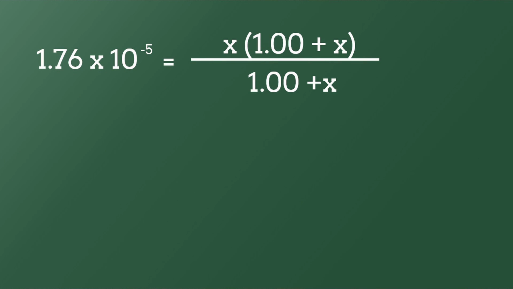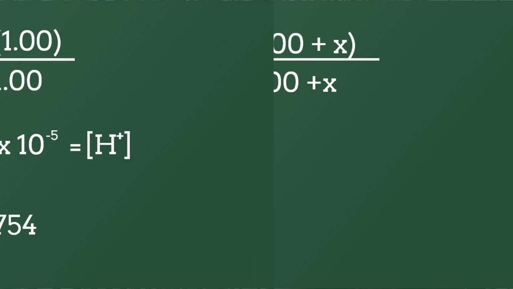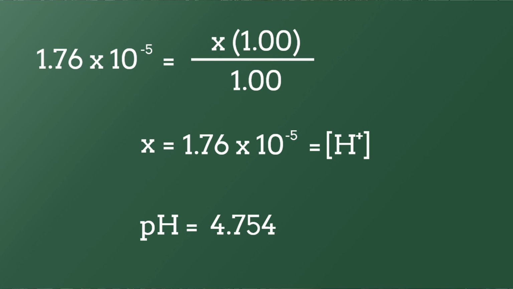You see, acetic acid is a pretty weak acid, so the x value must be really small. If it's so small that after rounding to significant digits it doesn't change, then just ignore it. Now, this x here plays an important role in the equation, so we won't ignore it. But the rest, let's just ignore. The factors will cancel out, and the x value is 1.76 times 10 to the negative 5, which is the concentration of protons, and the pH will be 4.754.